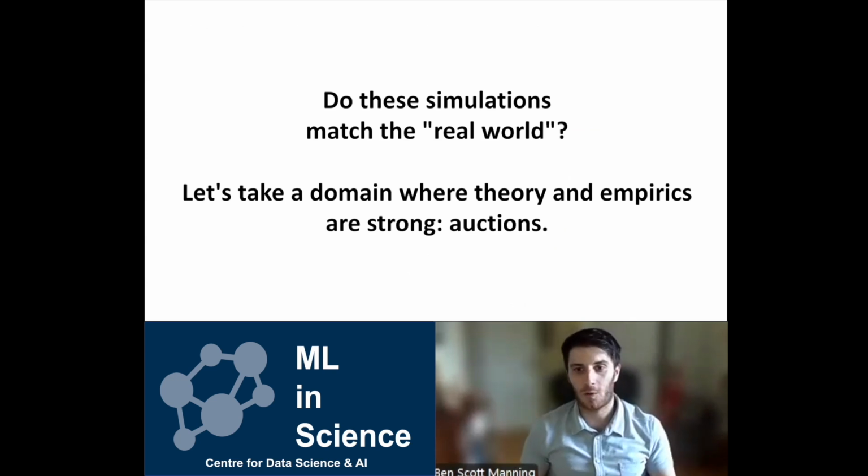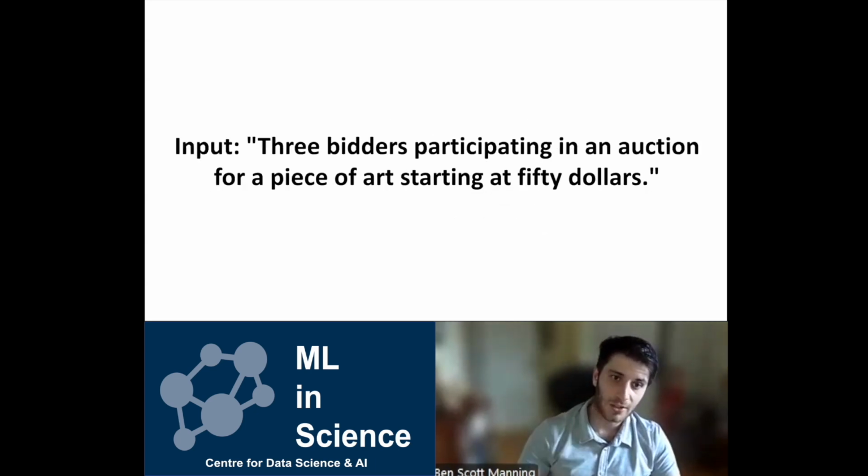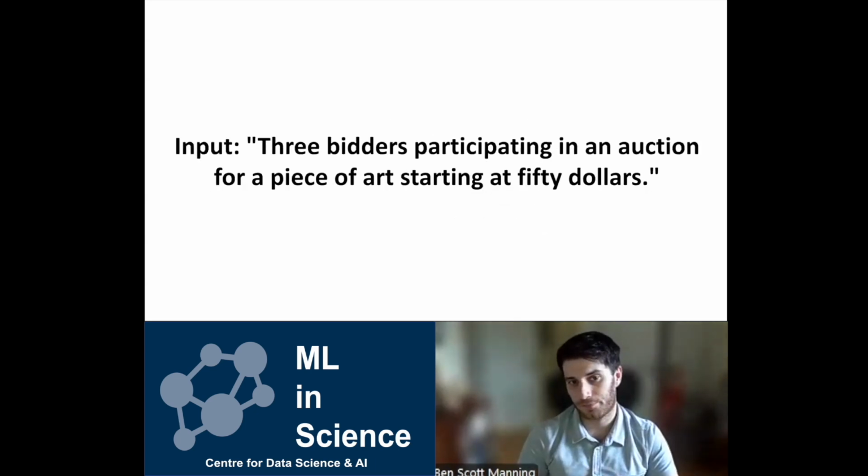You're probably sitting here wondering, assuming I've done a good job explaining, how does this match the real world? Is there any external validity? So far, I've shown you a bunch of simulations with LLMs and no people. So I'm going to take a domain where social scientists and economists in particular have done a ton of work on theory. And it's one of the places where the empirics match the theory pretty strongly, and that is auctions. So this is what I put into the system.